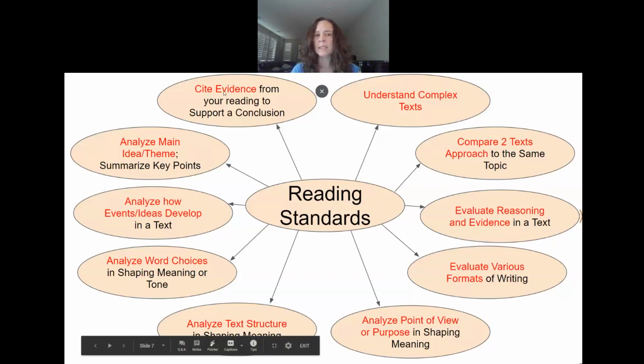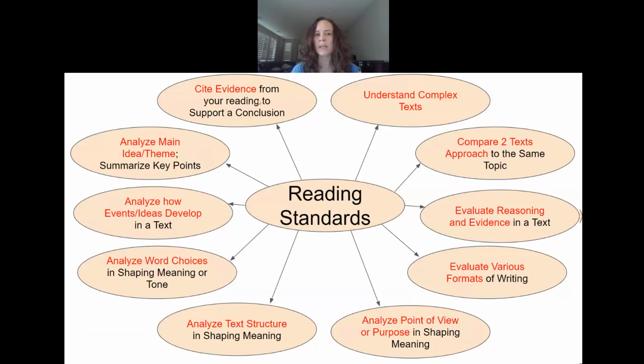They want you to cite evidence from your reading to support a conclusion. So in other words, when you're reading, you should be able to go back and use a quote from your reading in order to support some kind of argument or conclusion that you would like to make or present. So cite means to quote or paraphrase from the source that you've read.